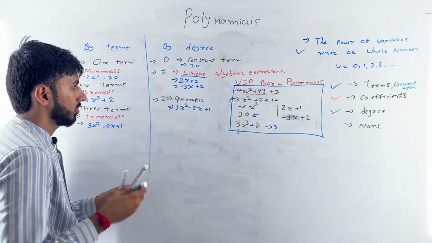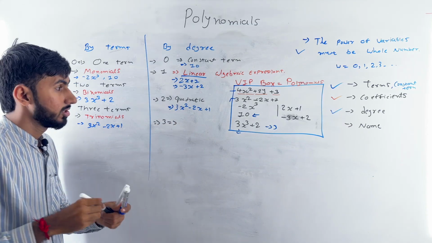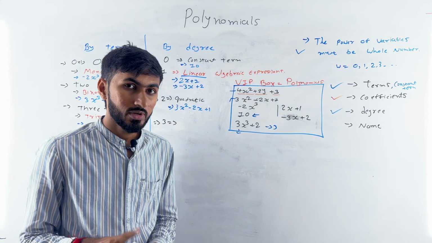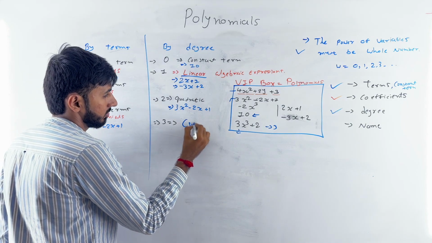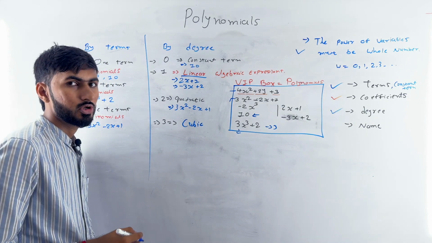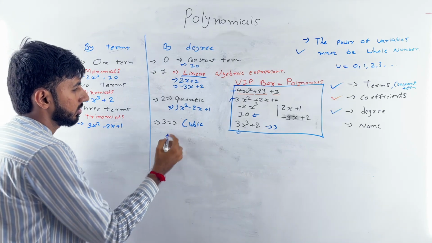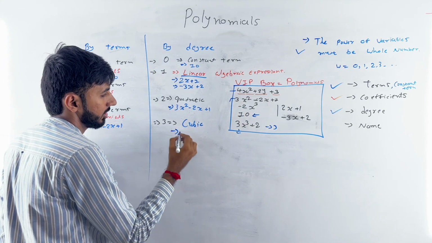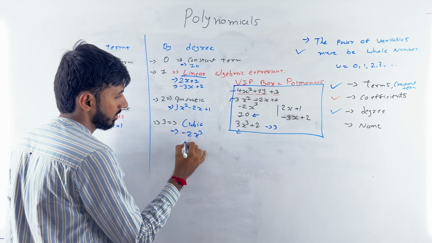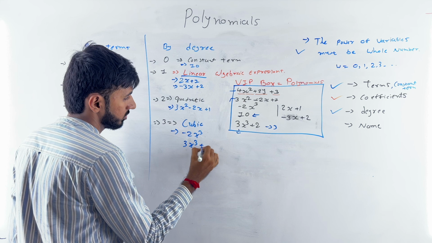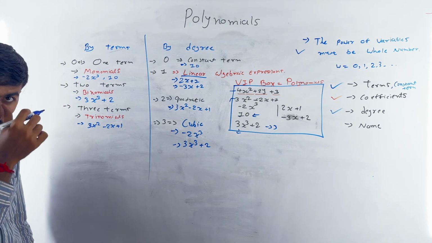Now we will move on to the third. What if the degree of polynomial is 3? So degree of polynomial 3 can be said as cubic. Cubic polynomial or cubic algebraic expressions, right? Give me example of cubic from this. Here I have minus 2x cube. Because the degree of this polynomial is 3, then 3x cube plus 2 is also a cubic polynomial. Cubic means the power is 3.